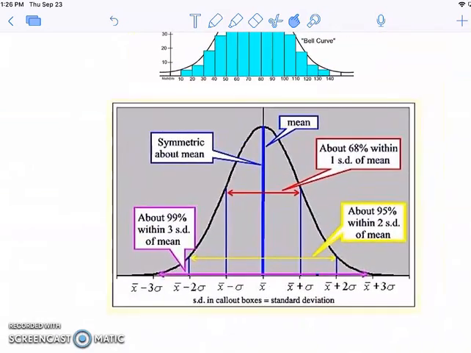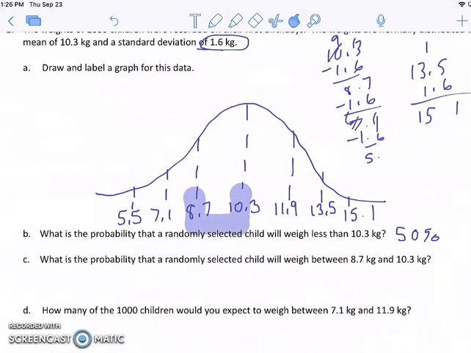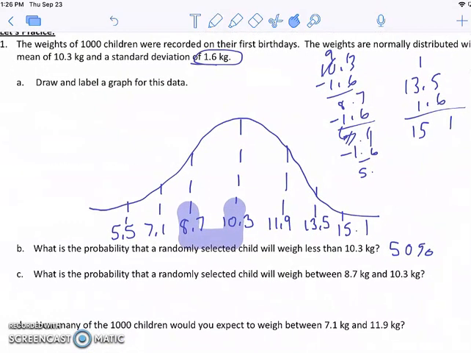If we look back up here, 68% of data lies within 1, but that's 1 on either side. So if we're just looking at this chunk right here, that would be 34%, because on either side is 34%. So it's like saying 34% of our data points are here, and 34% of our data points lie here.